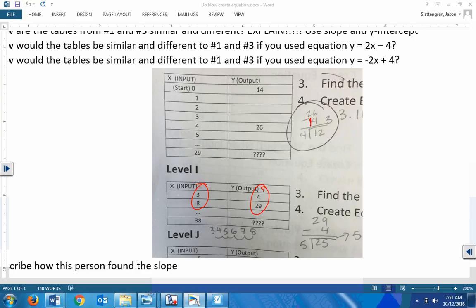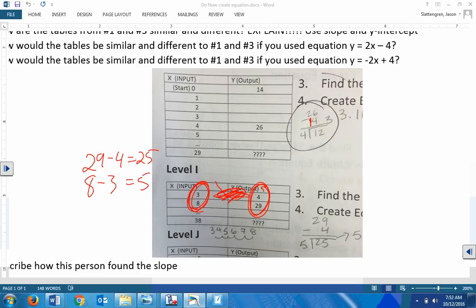And again, make sure you don't go left to right. That is not what you do. Don't do that. You always go up and down, the x's with the x's, the y's with the y's. So you subtract 29 minus 4, you get 25. And you subtract 8 minus 3, you get 5.